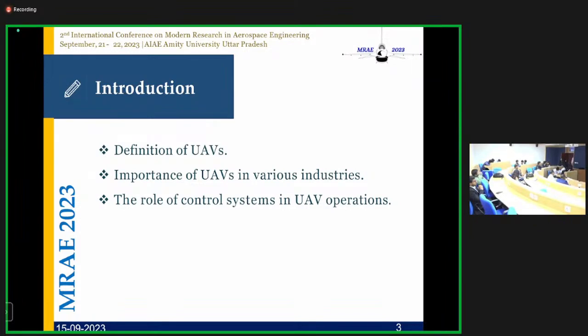One of the key pillars that enables UAVs to perform these tasks effectively is their control system. The main motive behind this paper was that I was working in the control systems department at my previous company, where I was studying the control systems for different UAVs. That's where I found out that there should be a comprehensive study of different types of control systems as well.